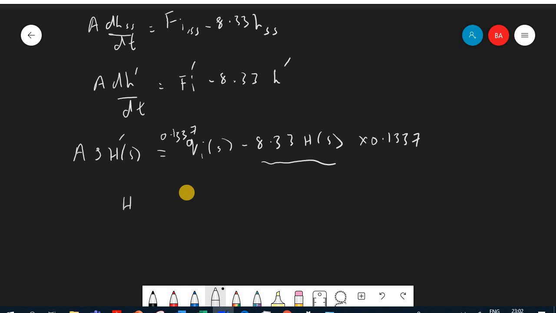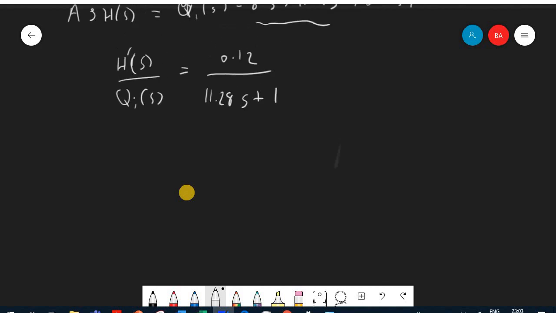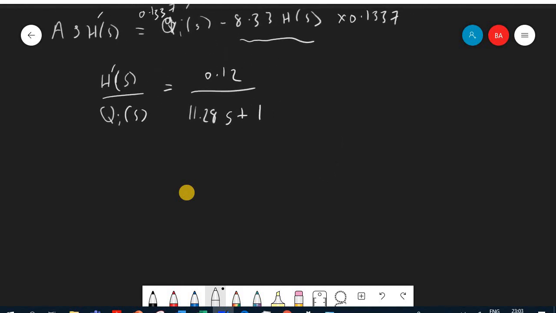Okay, so since we have done our Laplace, all we need is to do some kind of arrangement, and this arrangement will result in this transfer function. I just did it quickly because this is straightforward from what we have taken before. So this is what we have here.